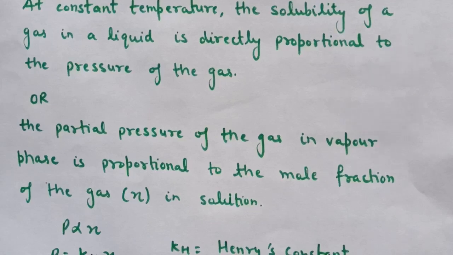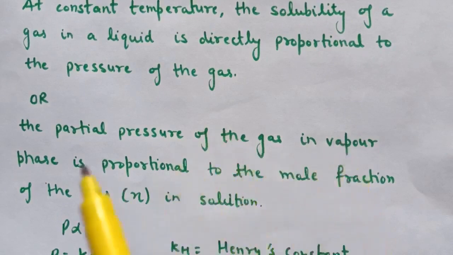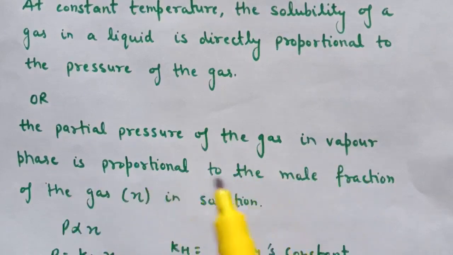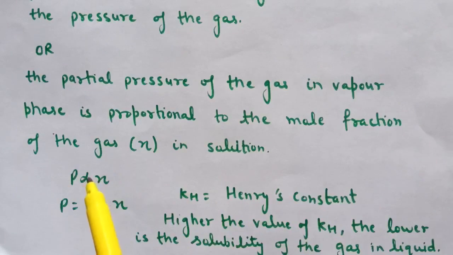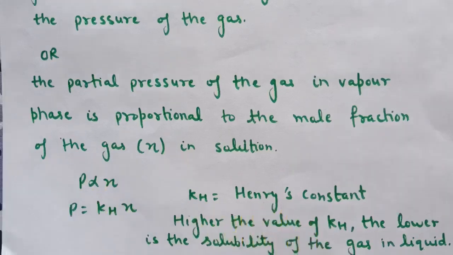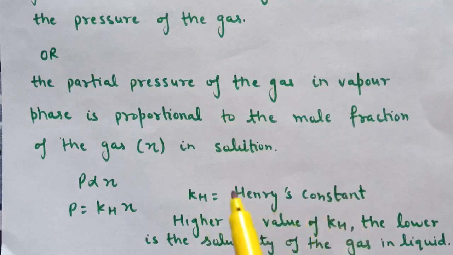The most common form of Henry's law states that the partial pressure of the gas in vapor phase is proportional to the mole fraction of the gas in the solution. That is, partial pressure of the gas in vapor phase is directly proportional to the mole fraction of gas in solution. When we remove this proportionality sign, a constant is introduced, that is KH, which is known as Henry's constant. And this will explain the solubility of a gas in a particular liquid. That is, higher the value of KH, lower will be the solubility of gas in a particular liquid.